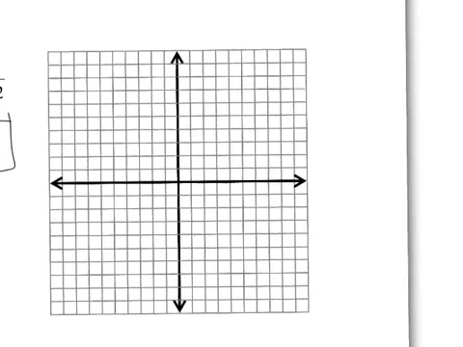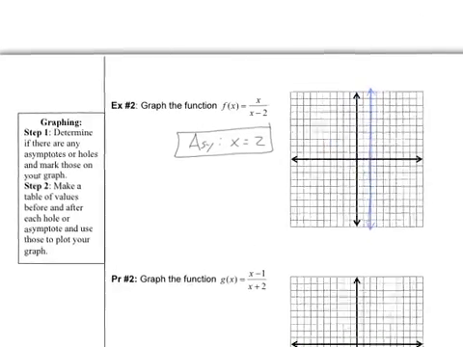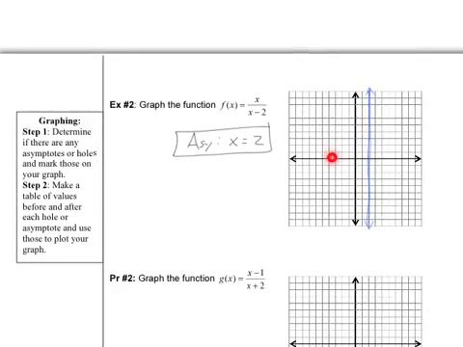So we go over here, use blue, and we graph our asymptote. It could be a solid line, a dotted line, whatever you want. Doesn't really matter. All we know now is that we have this asymptote right here at x equals 2. It means our graph will never hit this line. It'll get really close one way or the other, but it'll never hit it.